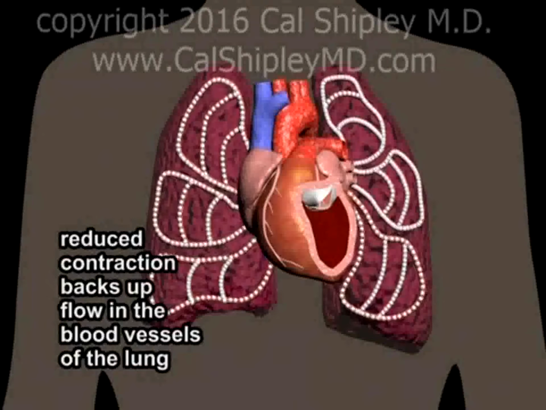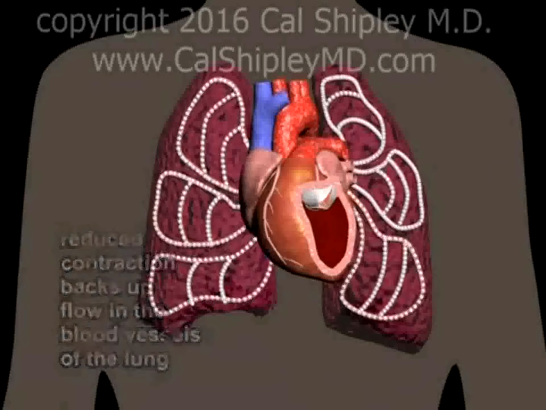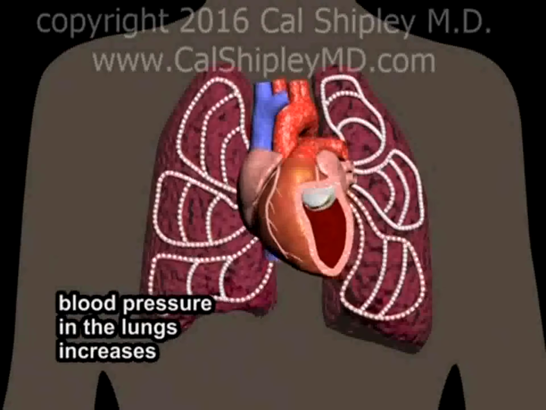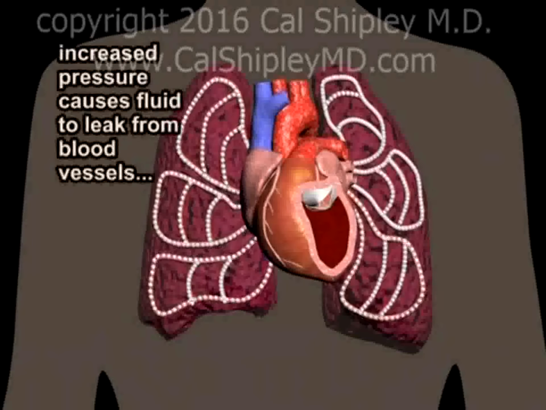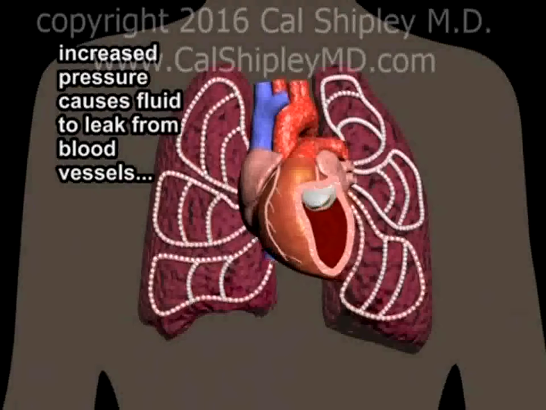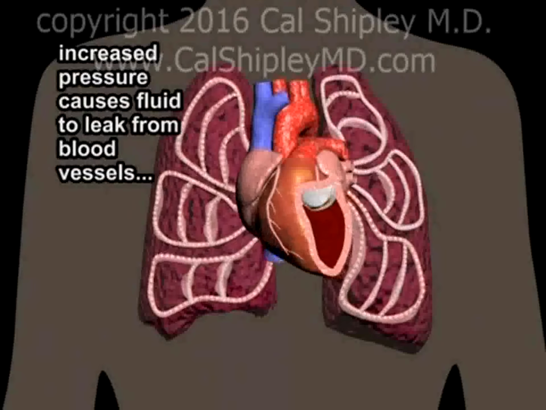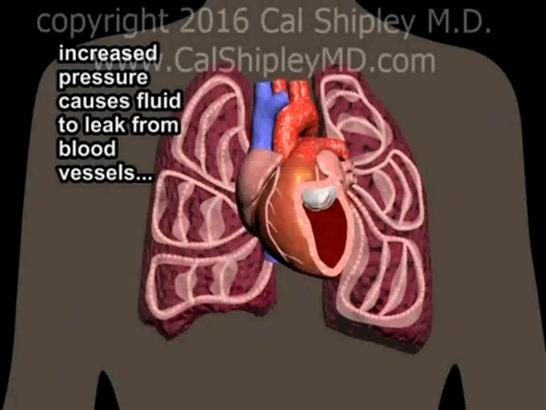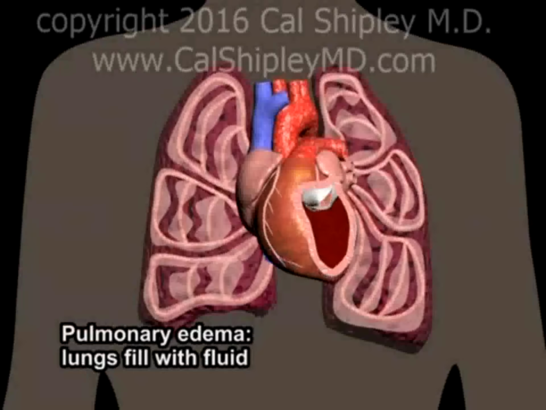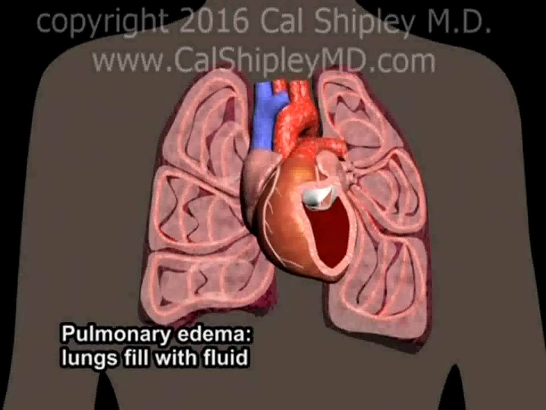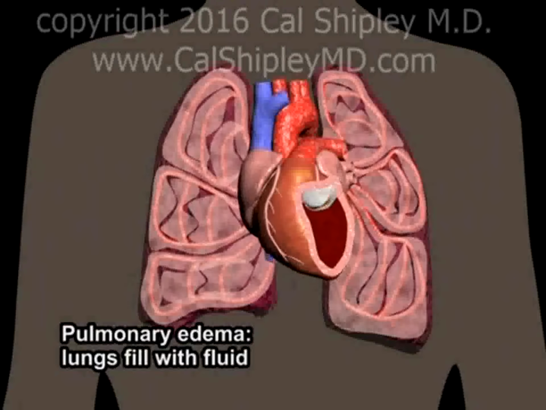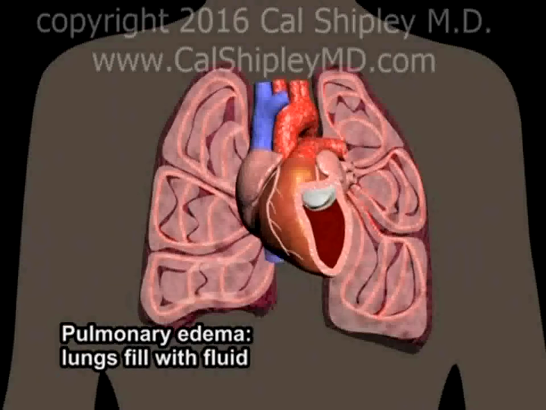This results in a backup of blood flow and therefore an increase in blood pressure within the blood vessels of the lungs. Blood vessels are relatively porous structures and become more so as the pressure of the fluid within them increases. Fluid in the form of serum begins to leak from the blood vessels in the lung. The presence of abnormal amounts of fluid outside the vasculature of the lung is known as pulmonary edema and is a hallmark of congestive heart failure.